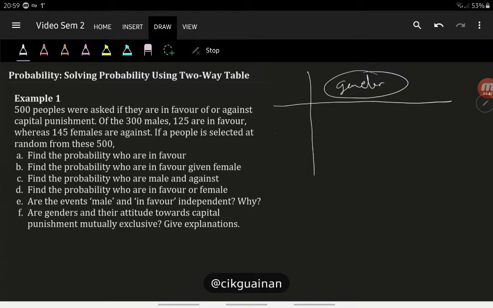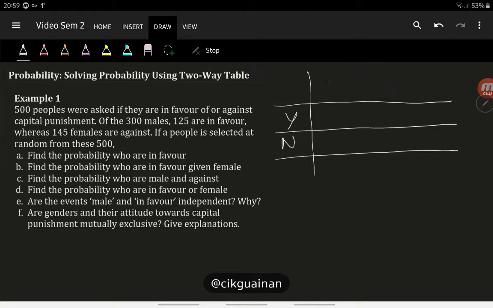So maybe we can form the table already. This one yes, this one no, and then we have male and female and the total. This one also total. 500 people were asked if they're in favor of capital punishment, so the grand total is 500. In this table I'm not putting probability, I'm putting the numbers of people. So let's see whether the numbers that we put inside the table will total up to 500 or not.